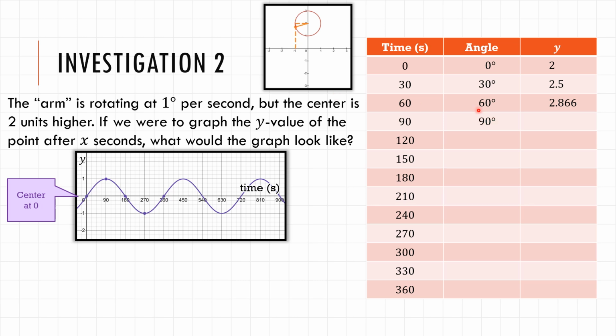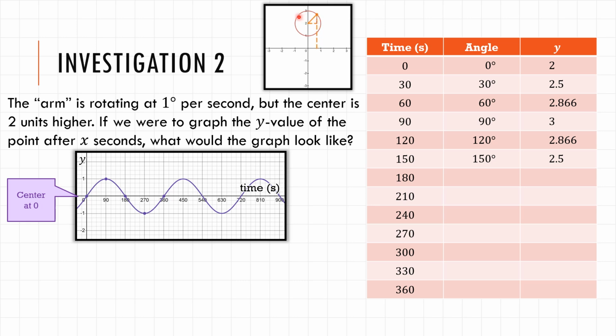Well, hopefully you saw that after a 90-degree rotation, the point is up here, and that is exactly 3 units above here. So that sine of 90 degrees is 1, plus the 2 units from here gives us 3. After 120 seconds, the angle is 120 degrees, and the height, now it's coming right back down to 2.866. After 150 seconds, the height would be at 2.5, so right over here.